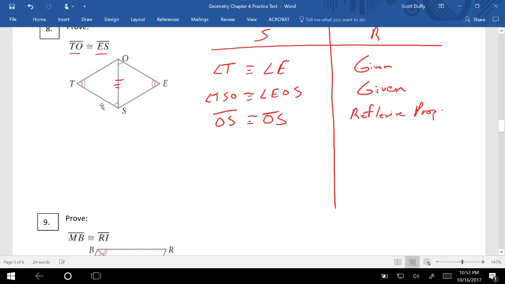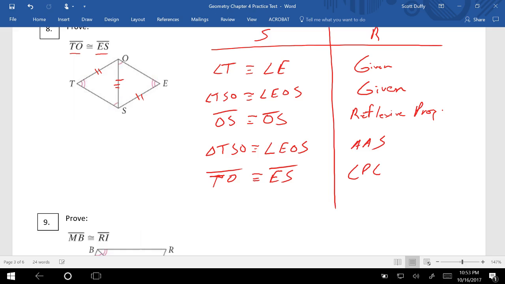And that is enough to show that the two triangles are congruent, because I have an angle, and a side. So I say triangle TSO is congruent to triangle EOS because of angle, side. And then I can show that TO is equal to ES because corresponding parts of congruent triangles are congruent.